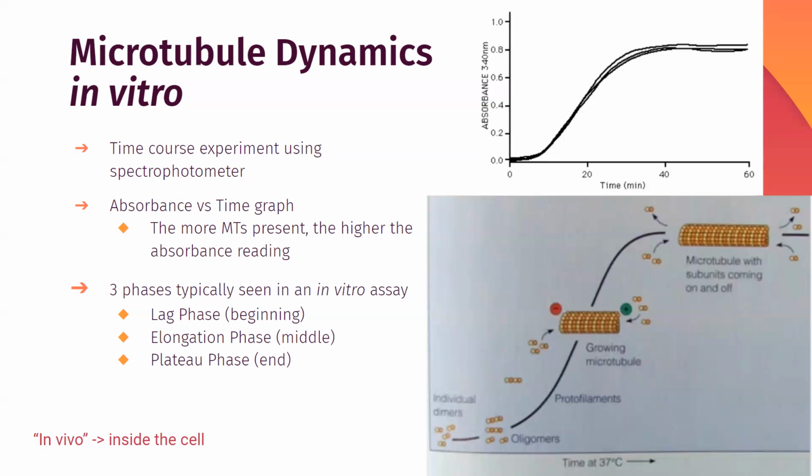And then we make a graph of absorbance versus time. So the more microtubules, the more absorbance. And we have 3 phases during our little assay. Our first is lag, our second is elongation, and our third is plateau. So of those 3 phases, which one do you think would look the most different in vivo in a cell? Which one? How come?